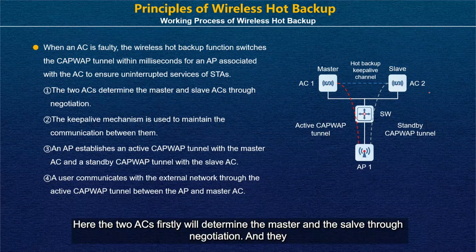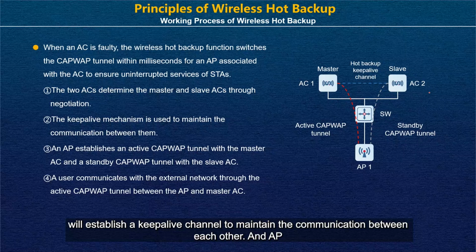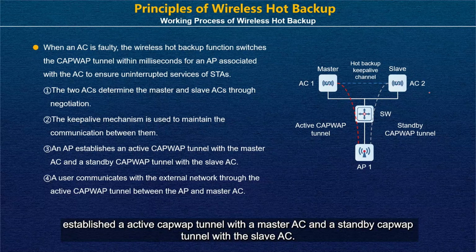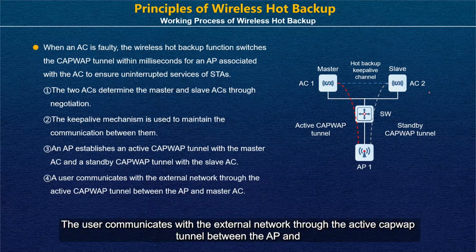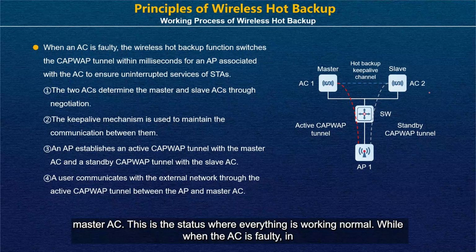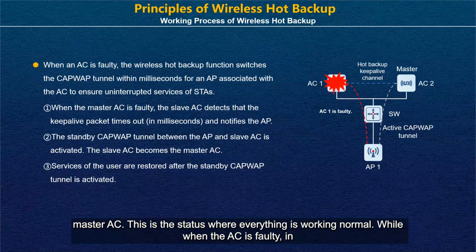Here, the two ACs first determine the master and the slave through negotiation, and they establish a keep-alive channel to maintain communication between each other. The AP establishes an active backup terminal with the master AC and a standby backup terminal with the slave AC. The user communicates with the external network through the active backup terminal between the AP and the master AC. This is the status when everything is working normally.